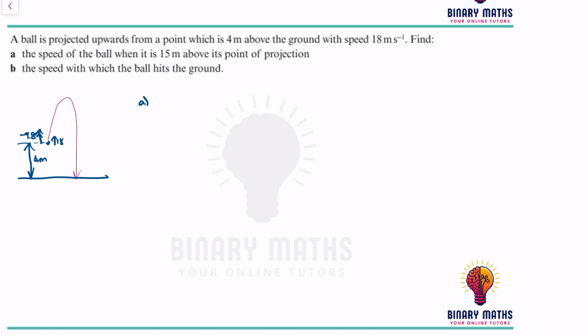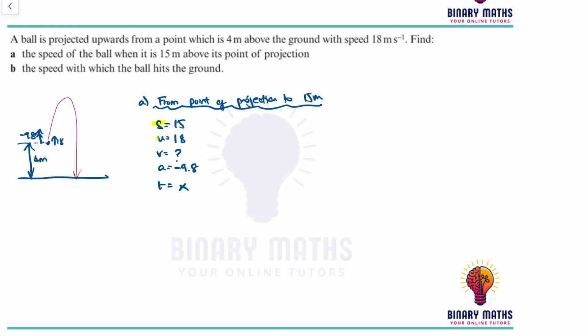Okay, so from point of projection to 15 meters. I know the displacement is 15, the initial speed is 18. I'm trying to find the final velocity. The acceleration is minus 9.8. I don't know the time. So S, U, V, and A, which means V squared is equal to U squared plus 2AS.